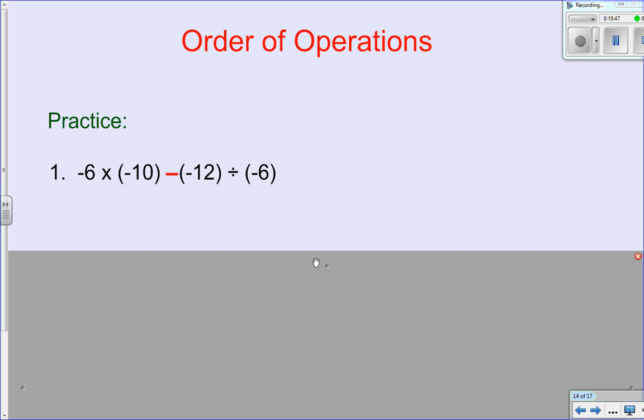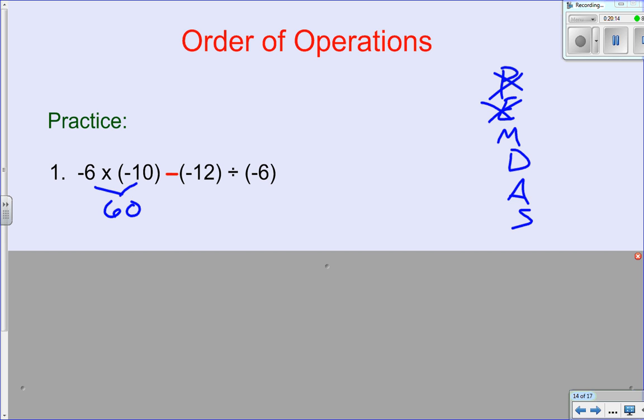Okay, with PEMDAS. I'll write it on the side here so we don't forget. There's nothing to do in the parentheses. In the parentheses, it's just a number, so we don't need to solve anything there. There are no exponents, so we start on our multiplication and division. Negative 6 times negative 10. A negative times a negative is a positive. 6 times 10 is 60.